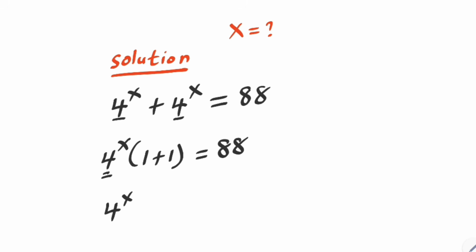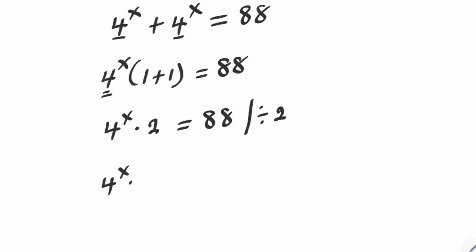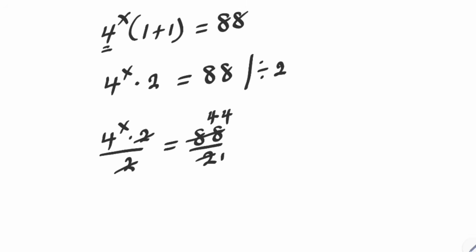4 raised to power x multiplied by 1 plus 1, that is 2, is equal to 88. Let us divide the whole of this equation by 2. Then this is 4 raised to power x multiplied by 2 over 2 is equal to 88 over 2. These two cancel these two. 2 here 1, 2 here 44. 4 raised to power x is equal to 44.